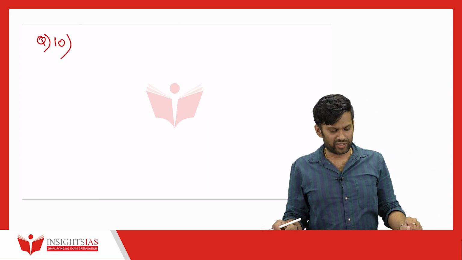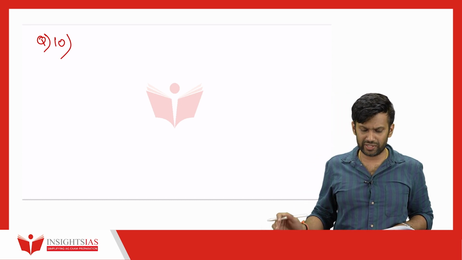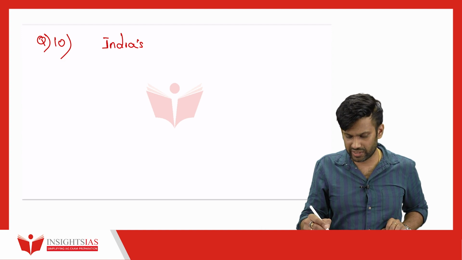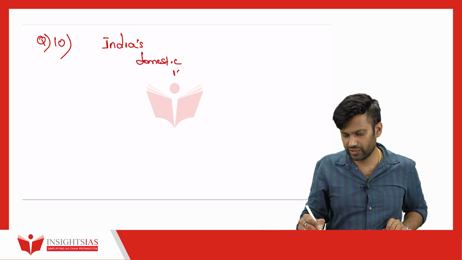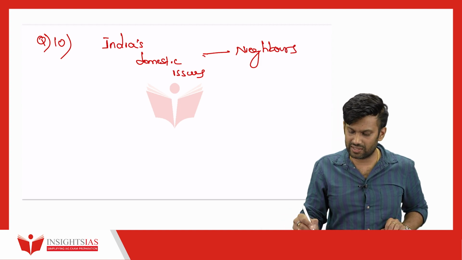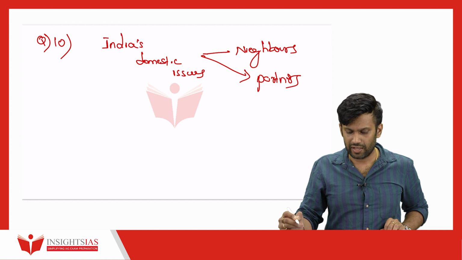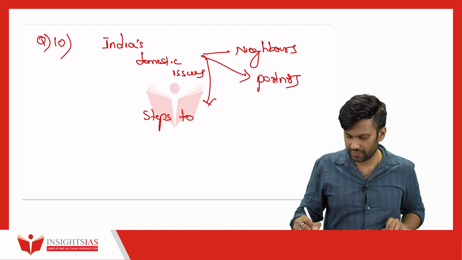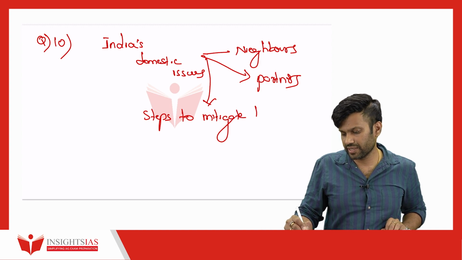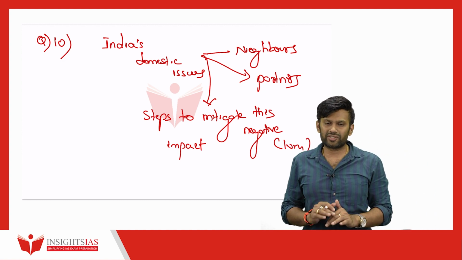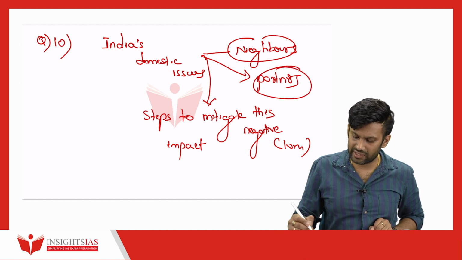Friends, now let's move into the 10th question. The 10th question says: analyze the impact of India's domestic issues on its neighbors. And not only neighbors, they are asking, as well as its partners. And they are also asking you to suggest steps to mitigate this negative impact. So this is asked for 10 marks, 150 words. So there are three important parts you have to answer: one, the neighbors, the partners, and the steps to mitigate.